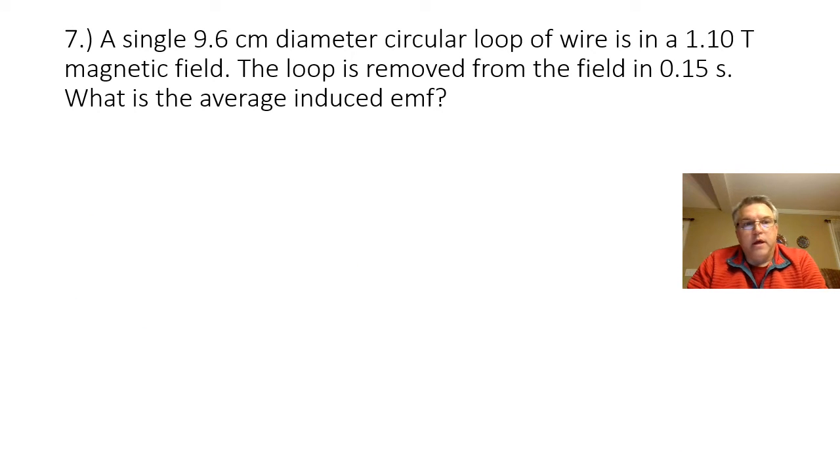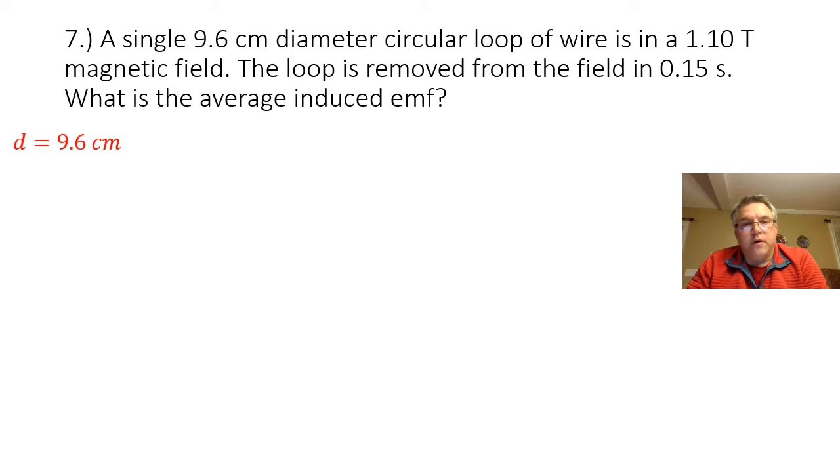Problem 7. A single 9.6 centimeter diameter circular loop of wire is in a 1.10 Tesla magnetic field. The loop is removed from the field in 0.15 seconds. What is the average induced EMF?